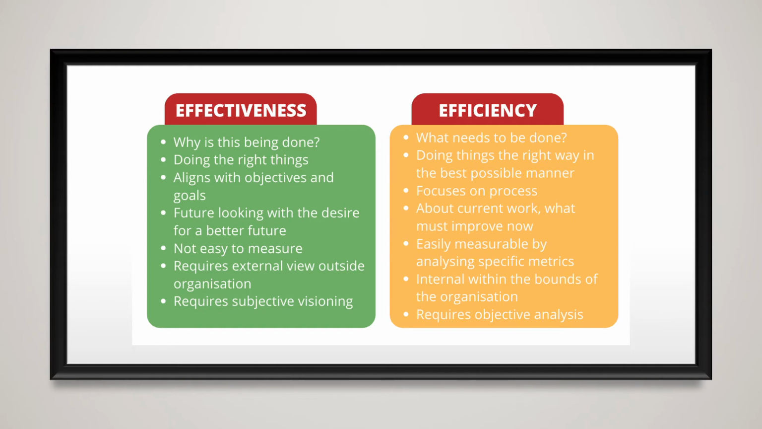But in efficiency it means what needs to be done. So, doing things the right way in the best possible manner, focuses on process, about current work, what must improve now. Then, easily measurable by analyzing specific metrics. Then, internal within the bounds of the organization and requires objective analysis. So, basically, this is the difference between effectiveness and efficiency.